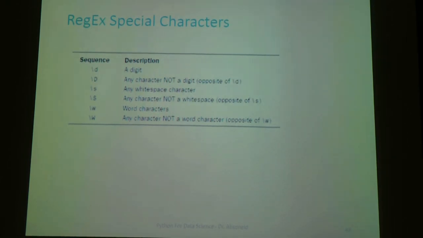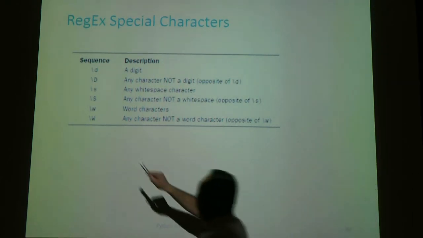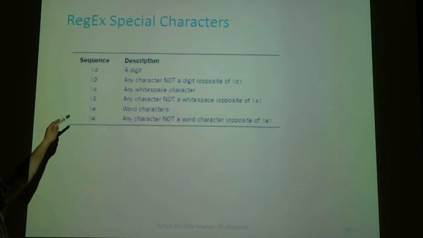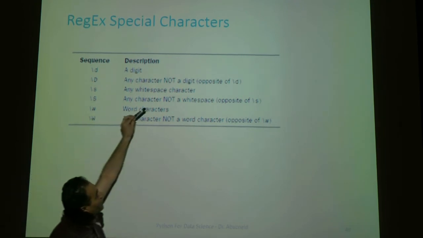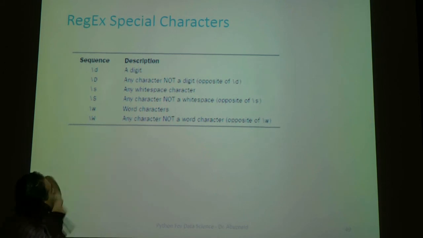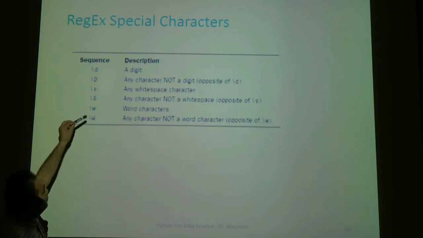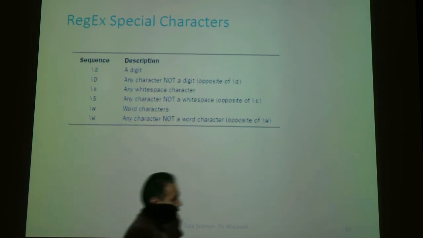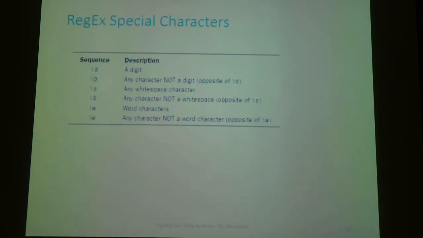In here for example, the \d will be for a digit. Capital D, any character that is not a digit, is like the opposite, right? \s, any white space. Capital S, any character that is not a white space. \w, word characters, and capital W, any characters that are not word characters. So it's like the opposite. Maybe there are a few examples in here.